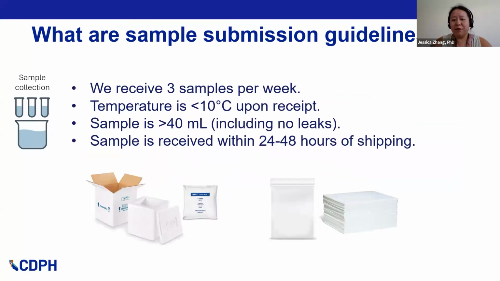So for sample submission guidelines, typically what we ask of a utility is that we receive 3 samples per week, where each sample is collected on a different day. Upon receiving the sample, we want the sample to be less than 10 degrees Celsius and additionally in a volume that's at least 40 milliliters. I know Brady mentioned previously that typically we receive about 50 milliliters, and without any leaks.